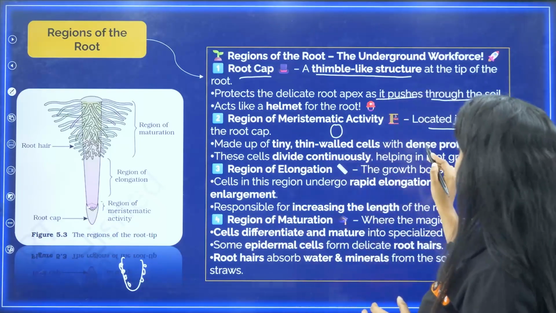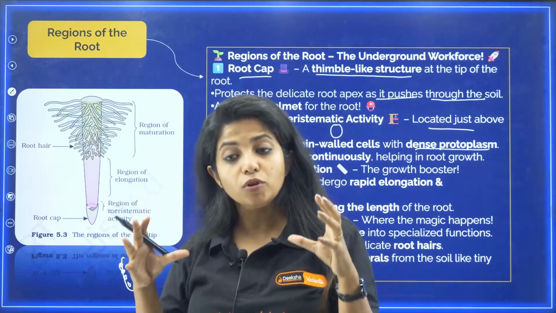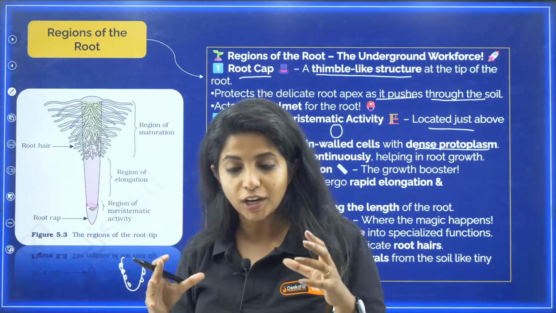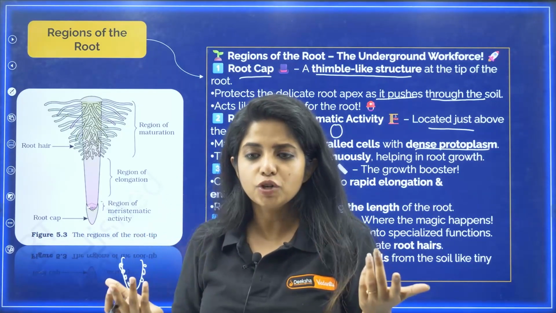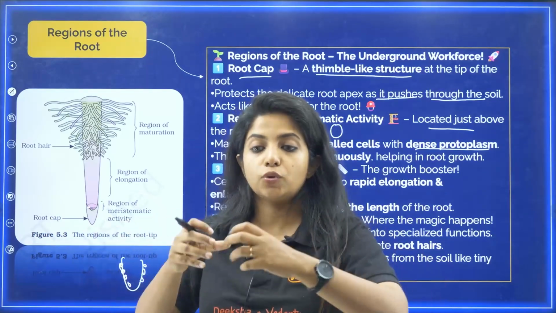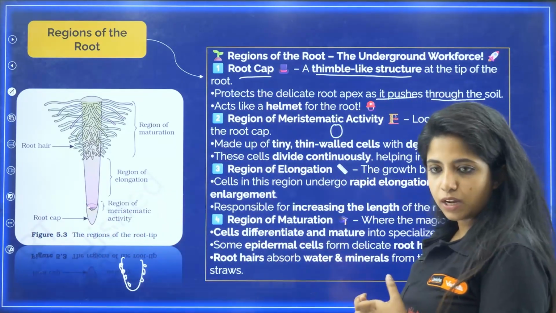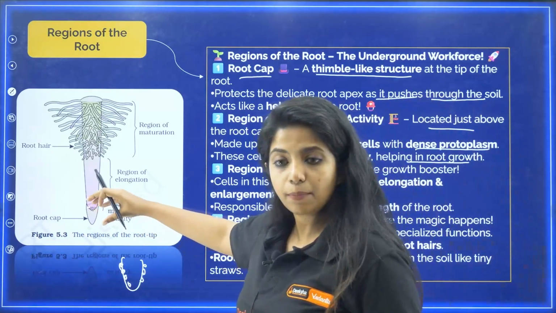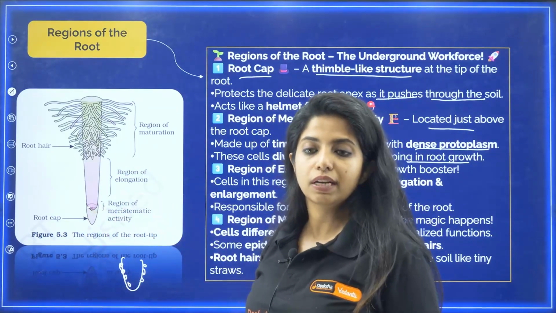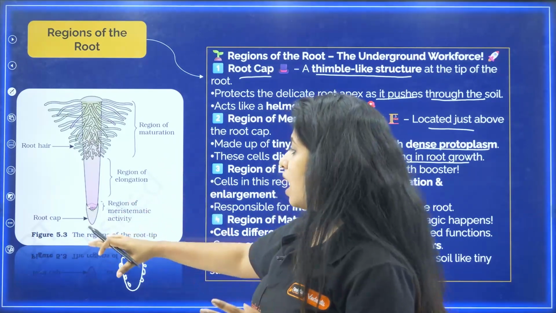So thin-walled cells with what? Dense protoplasm. They are filled with much more protoplasm, which would be helping them in what? Basically providing nourishment for themselves. So when the protoplasm divides, you get more cells. So they are thin-walled and they have dense cytoplasm. These cells divide continuously, helping in what? Root growth. With the help of this division, my dear children, the root is continuously what? Growing. So region of meristematic tissues comes first, after the root cap.